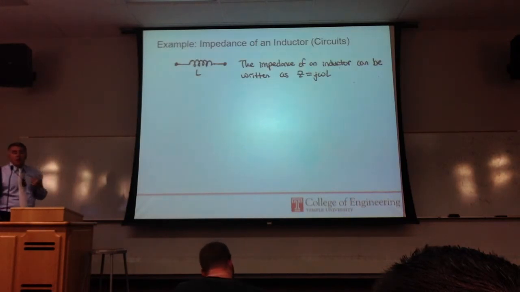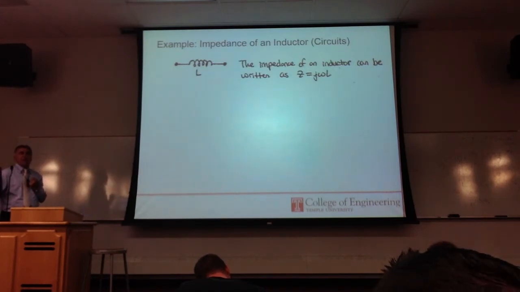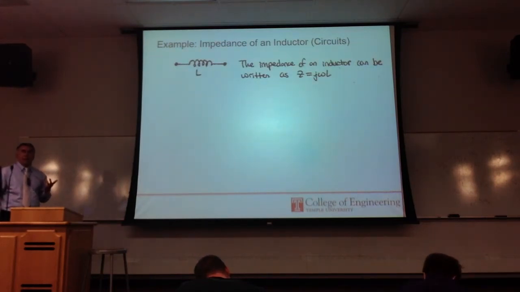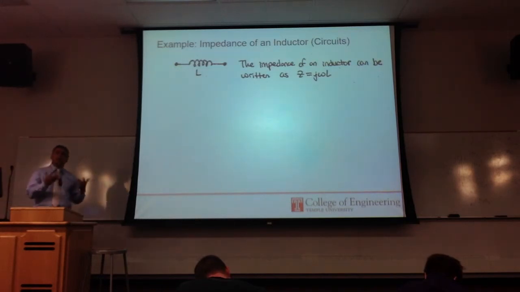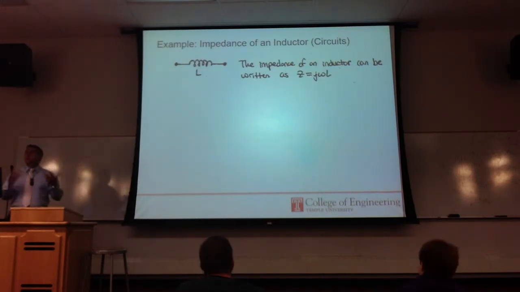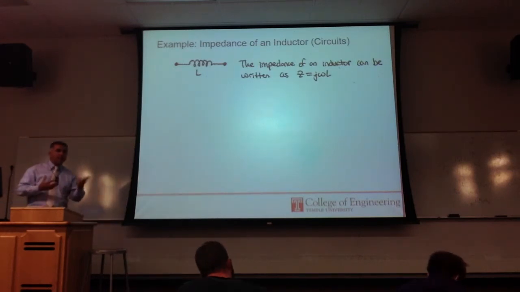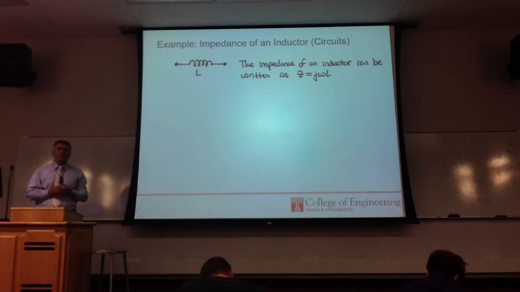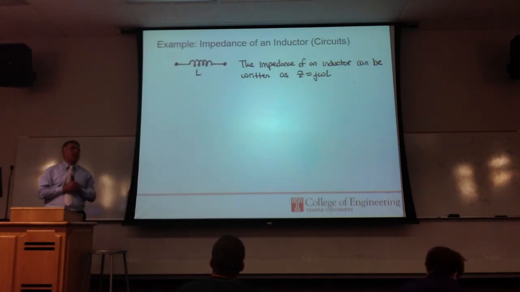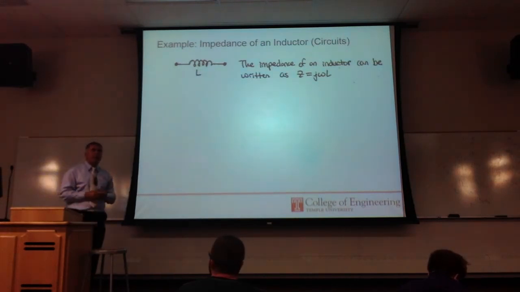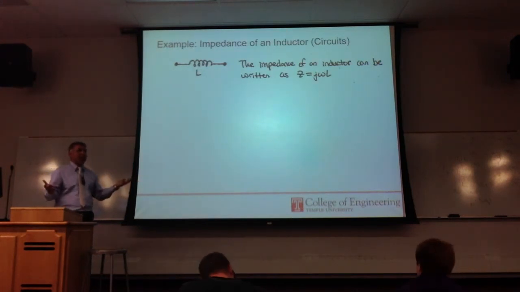And in this case, omega is simply the angular velocity of the current. Now, the current could be two different forms. One is direct current, the other one is alternating current. Do you know the difference? What is an example of a direct current? A DC current, just give me an example. Batteries, right. Batteries give you DC.